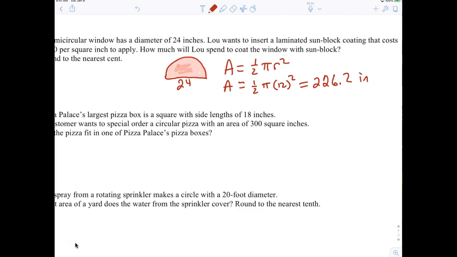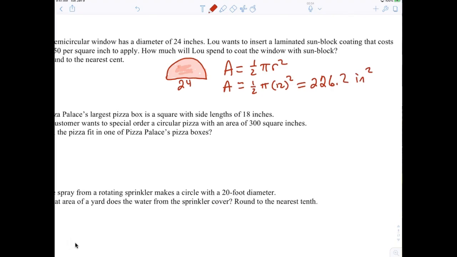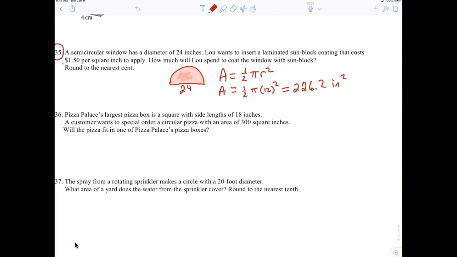And then that would be what? Inches squared. And then it says it costs $1.50 per what? Yep, so now you just multiply that by $1.50. So how much is it going to cost me to fix my window? $339.